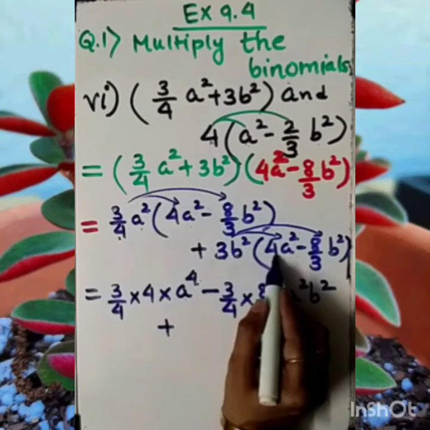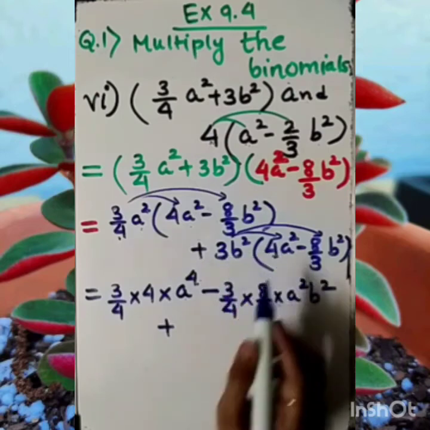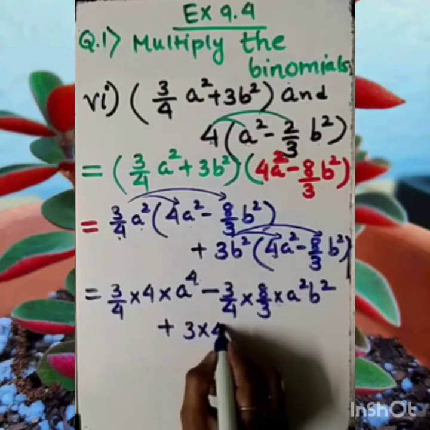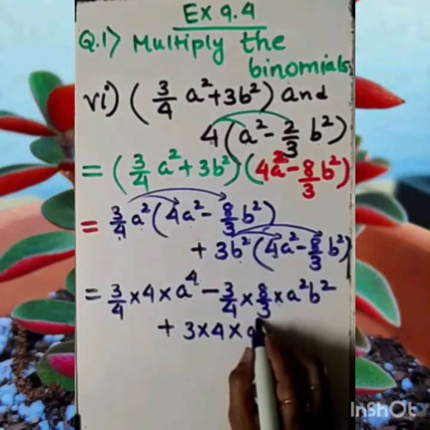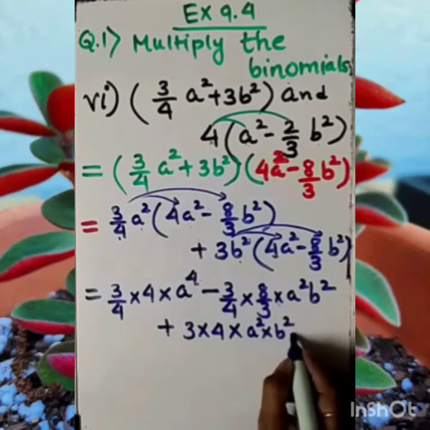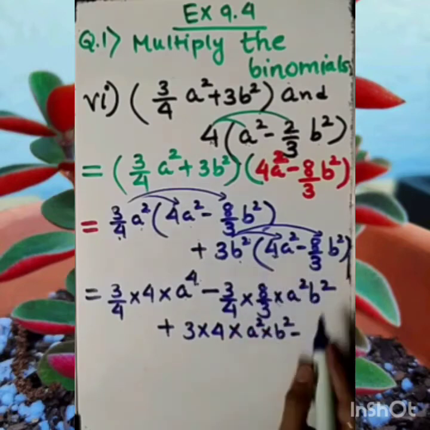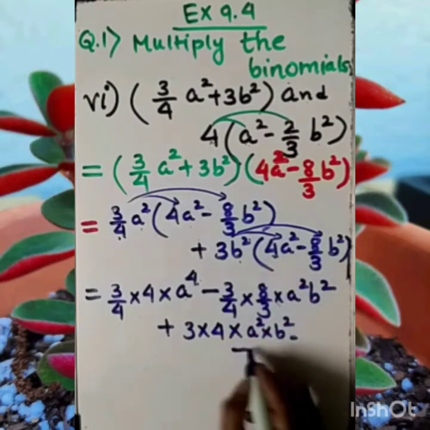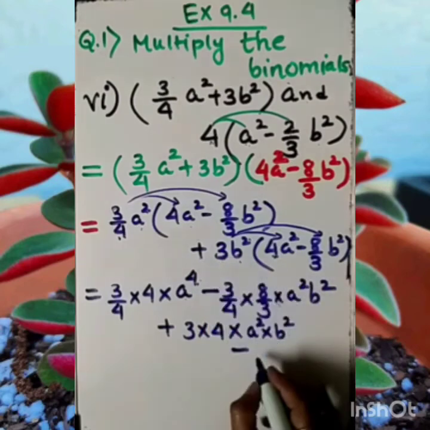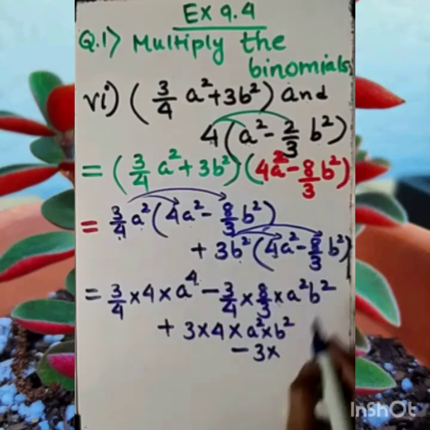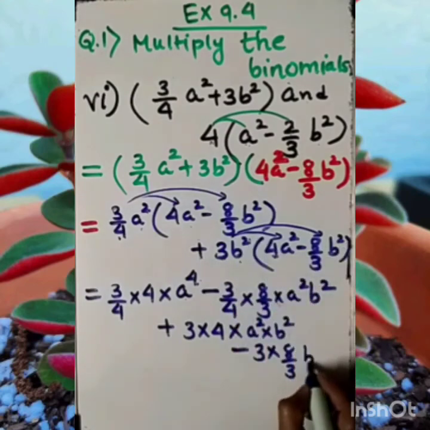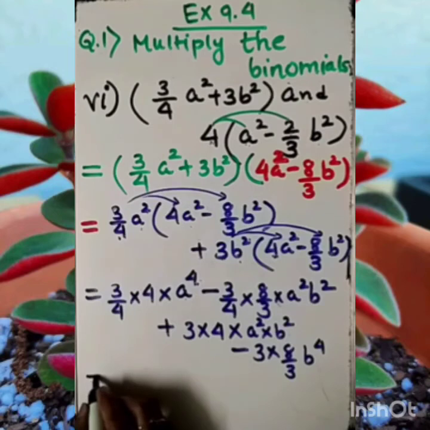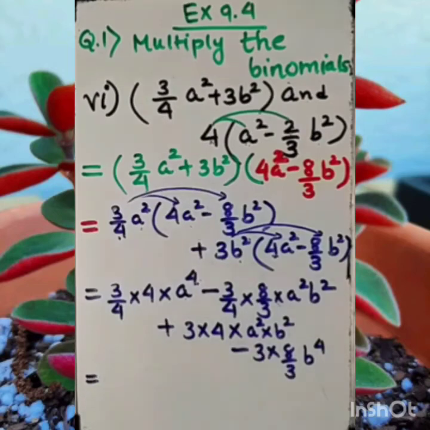3 into 4. Observe, 3 into 4. So let me write 3 into 4 here, b square into a square. So this is a square into b square, minus. Okay. Minus. Next step I am writing here. So what do I have? 3 into 8 by 3. Okay. b square into b square gives the result b to the power 4. So let's simplify now. Very easy.